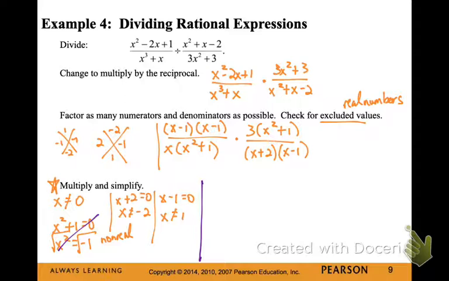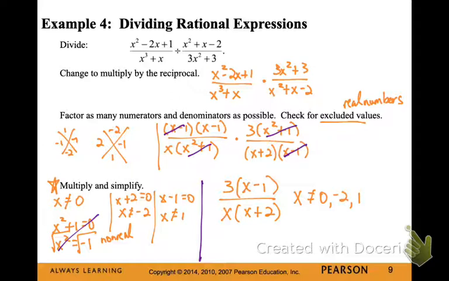Now go back up, and we are going to divide out any common numerator and denominator expressions. And we'll write what we have left, which is 3 times x minus 1 times x plus 2. And then we'll list our excluded values. We really do not need to multiply that 3 back to distribute it or to distribute the x. We can just leave our final answer in factored form.